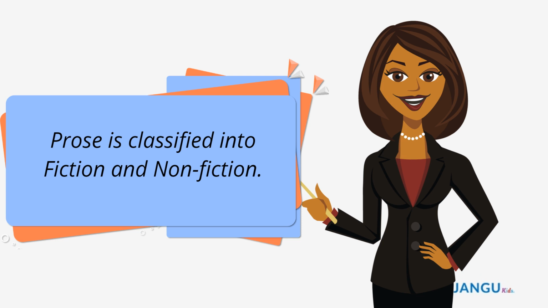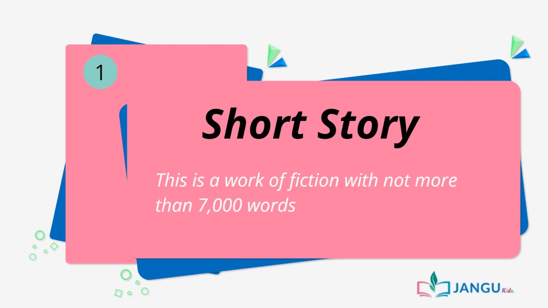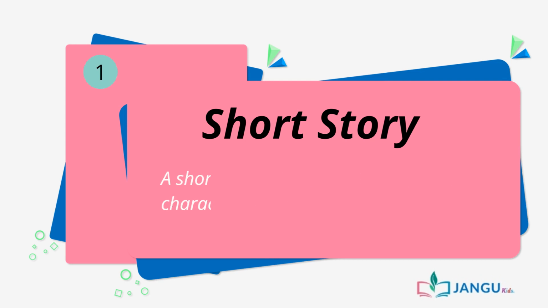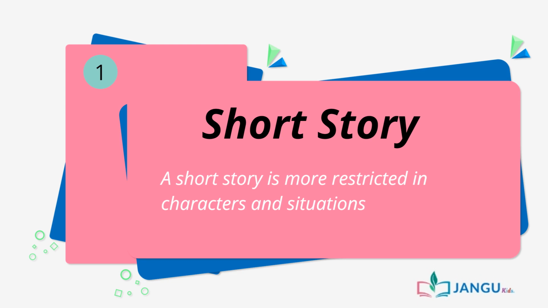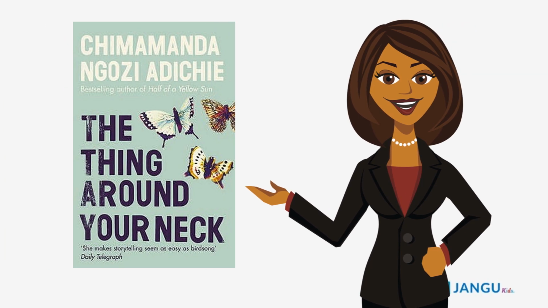Fiction as a class of prose can be further characterized into different groups. Let's take a look at some of them. 1. Short story. This is a work of fiction with not more than 7,000 words. Any story containing more than this is considered a novelette. A short story is more restricted in characters and situations. Unlike the novel, the characters are not fully developed. There are also no detailed descriptions of background and incidents. Most short stories are found in collections, and an example is The Thing Around Your Neck by Chimamanda Adichie.